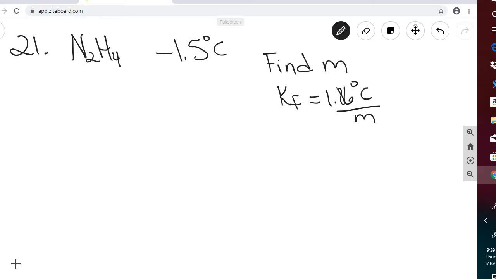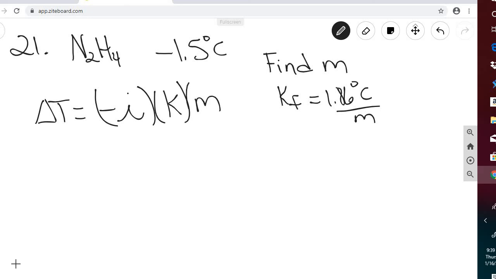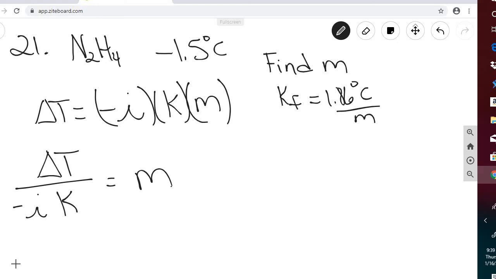So delta T is equal to i times K times m, and we are asked to solve for m. So basically you're just going to take delta T and divide by i and K to get m. Okay, so I just did the algebra on that equation. Delta T we were given as negative 1.5 degrees C.